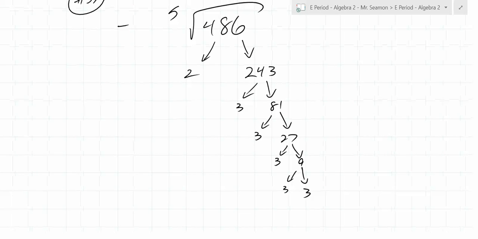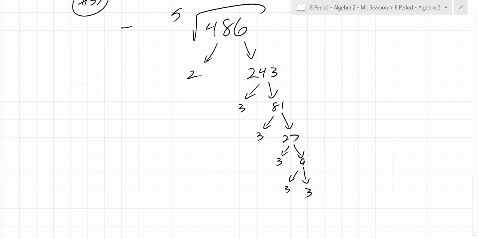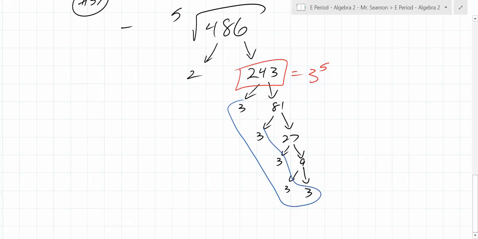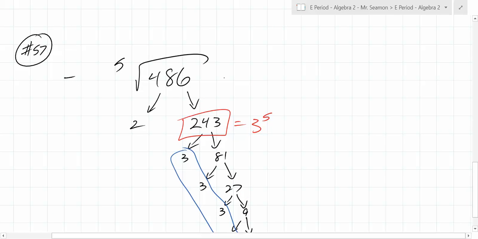What do you see? You should know this. We've done this before, or you need to memorize this. 243 is 3 to the 5th. Look, how many 3s do you see? Right? So if we rearrange this, it is the negative fifth root of 2 times 3 to the 5th. All I've done is rewrite 486.